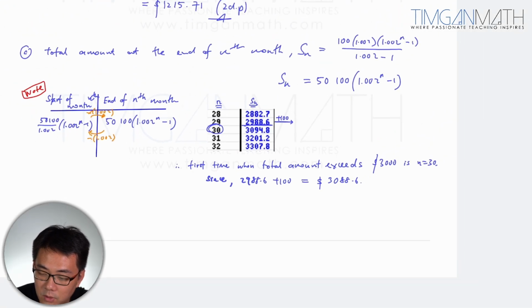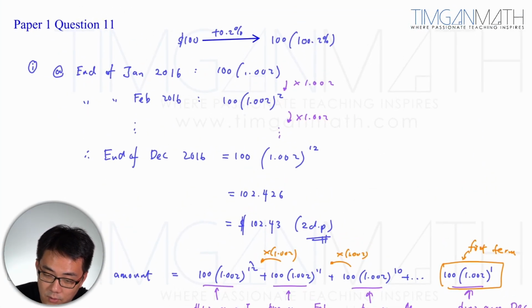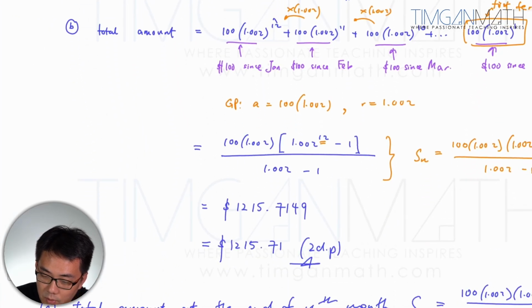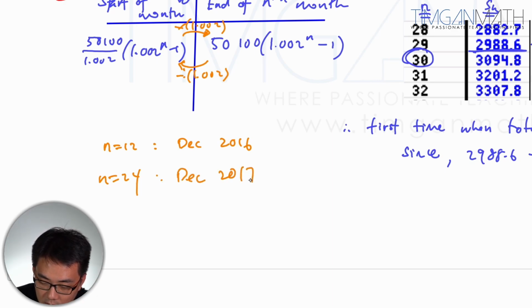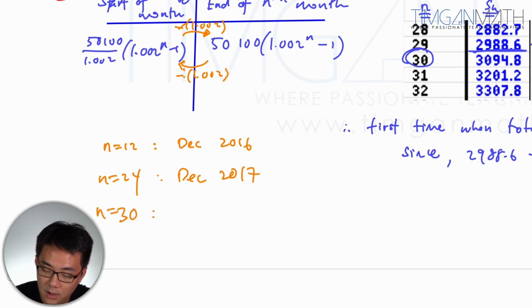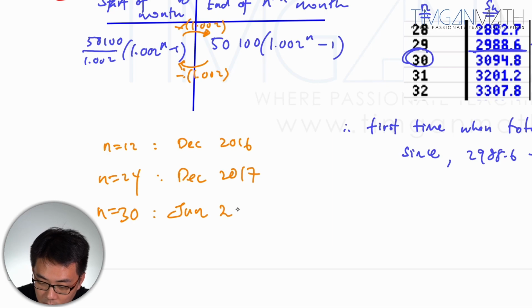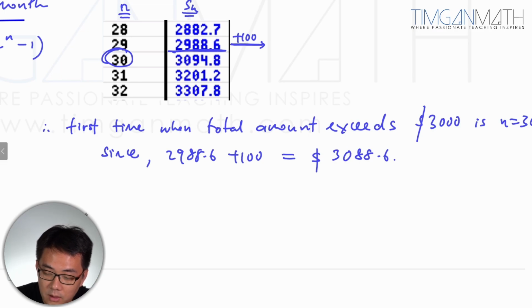So hence, we know that n equals 1 is obviously the first month, n equals 2, and n equals 12, right? So just count properly. So n equals 12 is actually December 2016. N equals 24 is actually December 2017. Right, then 6 more months, n equals 30, would be June 2018.